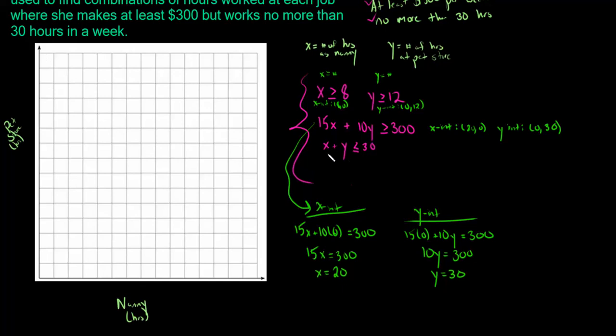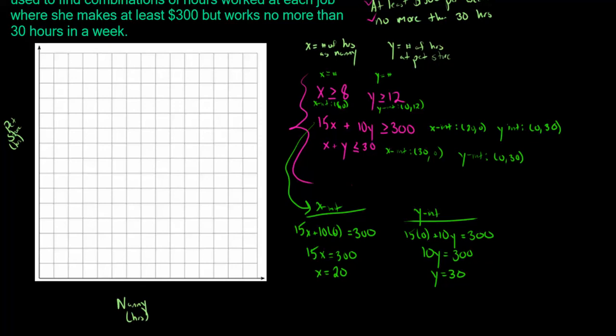And then finally I can do the exact same thing for this inequality. If you plug in 0 for y and solve for x, you're going to get an x-intercept of (30, 0). And if you do the same thing to find a y-intercept for this inequality, you're going to get another y-intercept of (0, 30). So what that means is I got to go to at least 30 for the x-axis and at least 30 for the y-axis, okay?